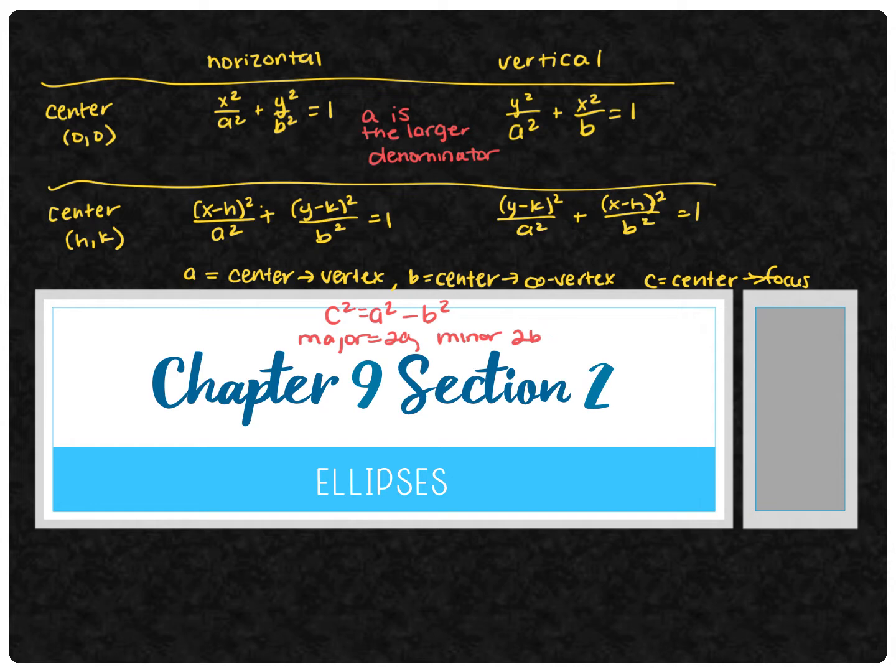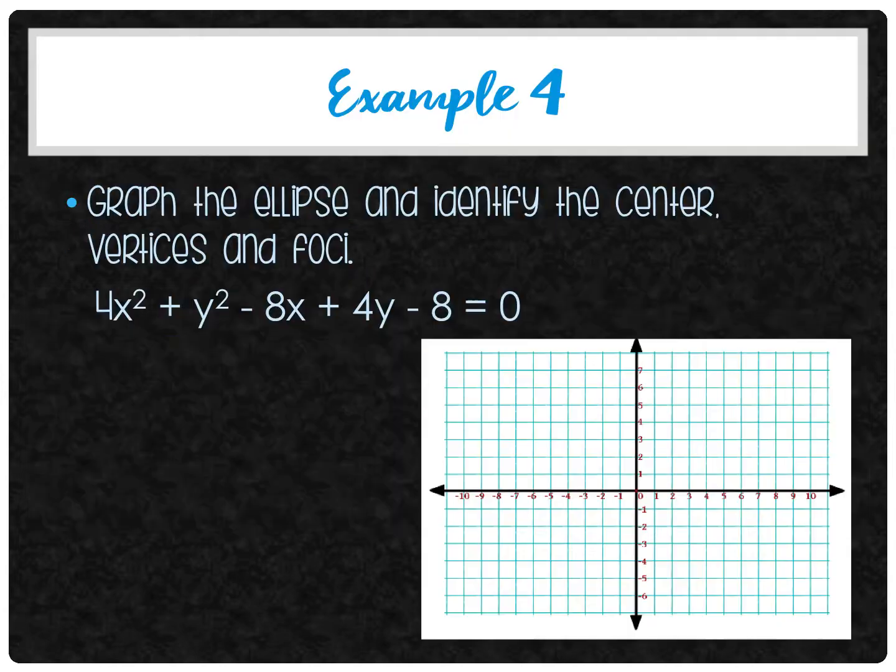And we're going to work through one example. And then again, I'll talk about eccentricity today and then give you time to work on the warm-up so you can submit the warm-up to today's classwork assignment and then continue to play the video so that you can check your answers. All right, so example 4 says graph the ellipse and then identify the center, the vertices, and the foci.